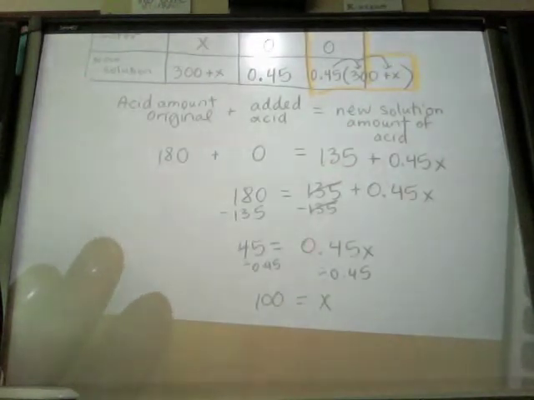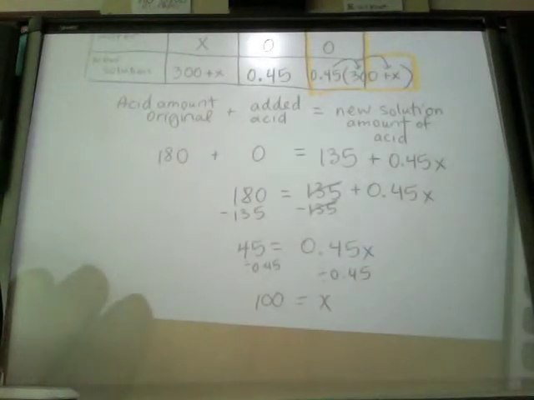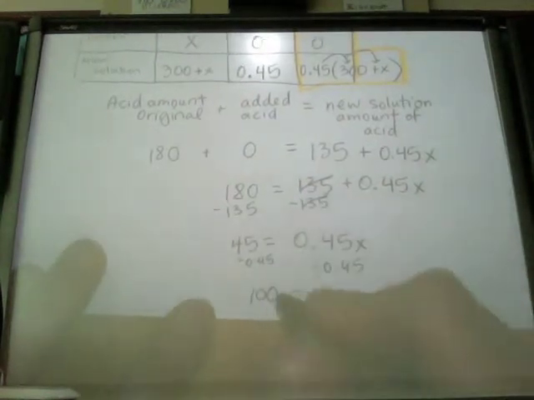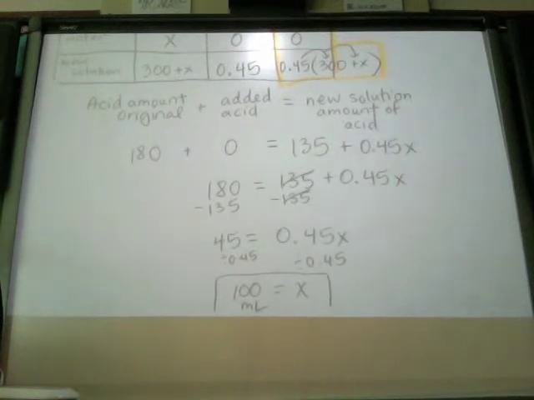100 what? Well, if we look back at the question, the x in our chart, the x is the amount of water. The question said, how much water should he add? 100 what? Well, whatever unit they're using, in this case it's milliliters, that's what it is. How much water? 100 milliliters. And that's the only unknown we need here.